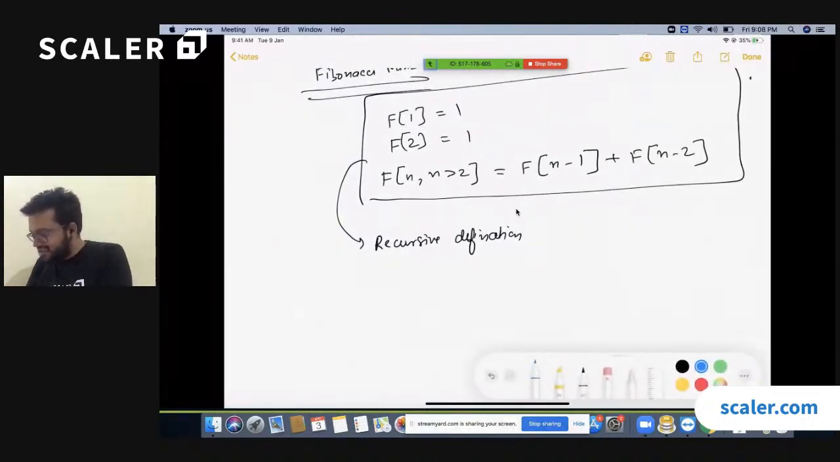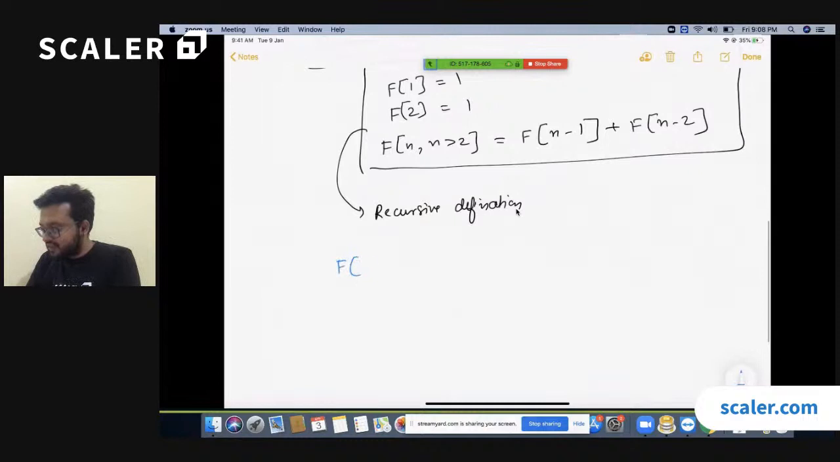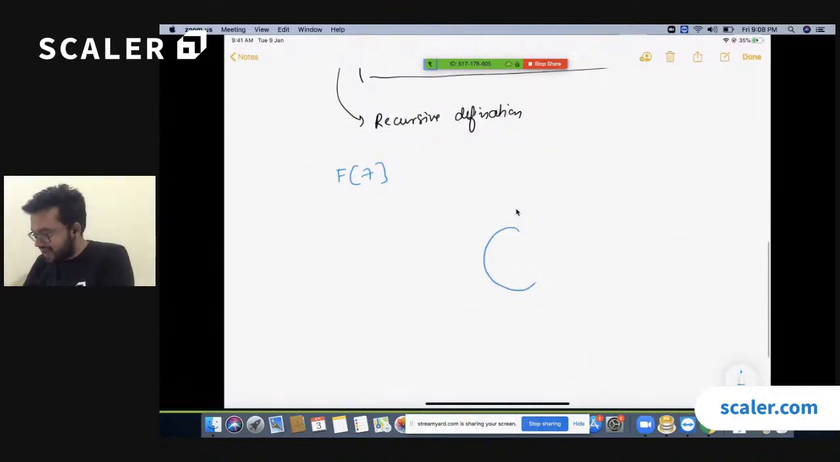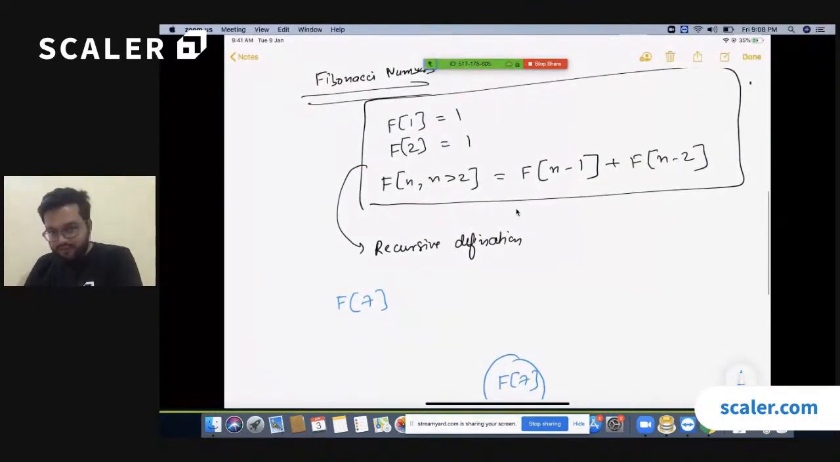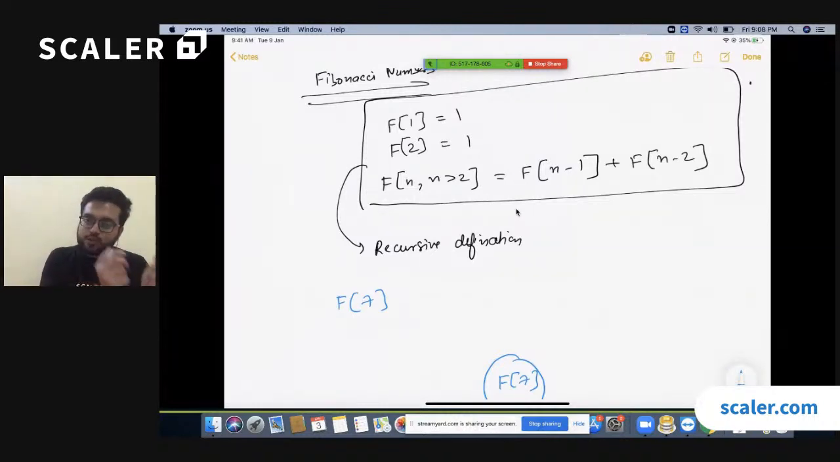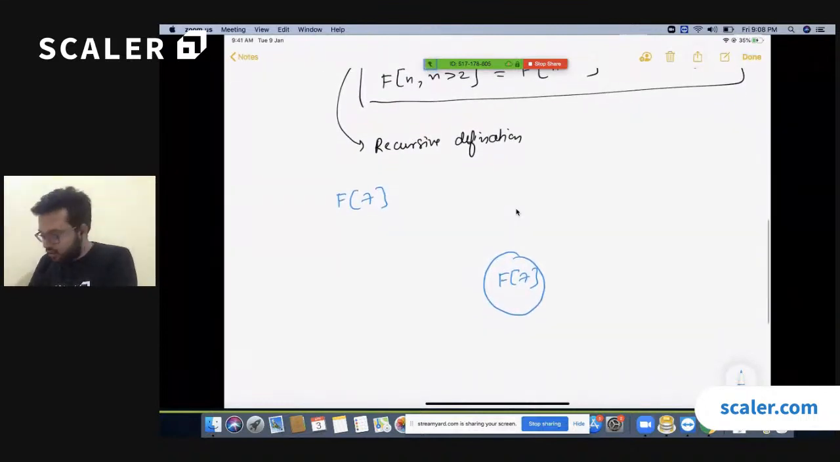Let's say I wanted to compute the 7th Fibonacci number. So this is the state: I want to compute the 7th Fibonacci number. Now, by definition, if I want to compute the 7th Fibonacci number, I should go to the number n minus 1 and the number n minus 2. So F7 would be nothing but the sum of F6 and F5.